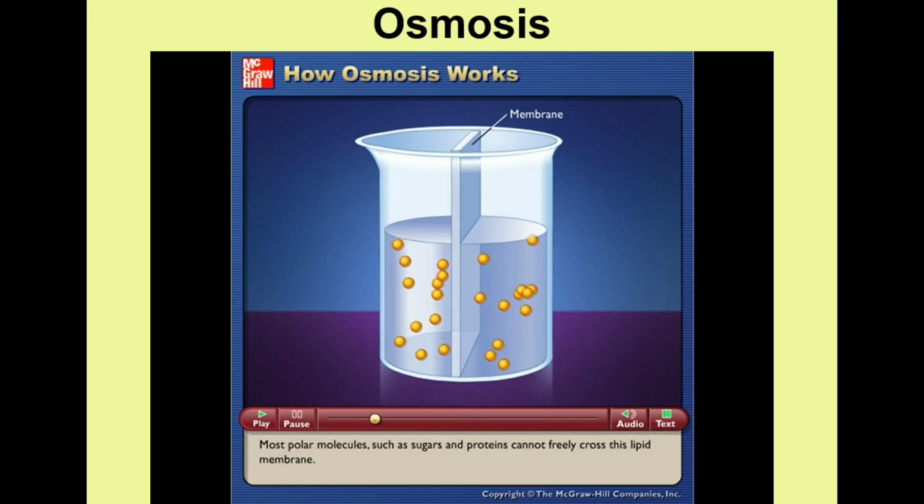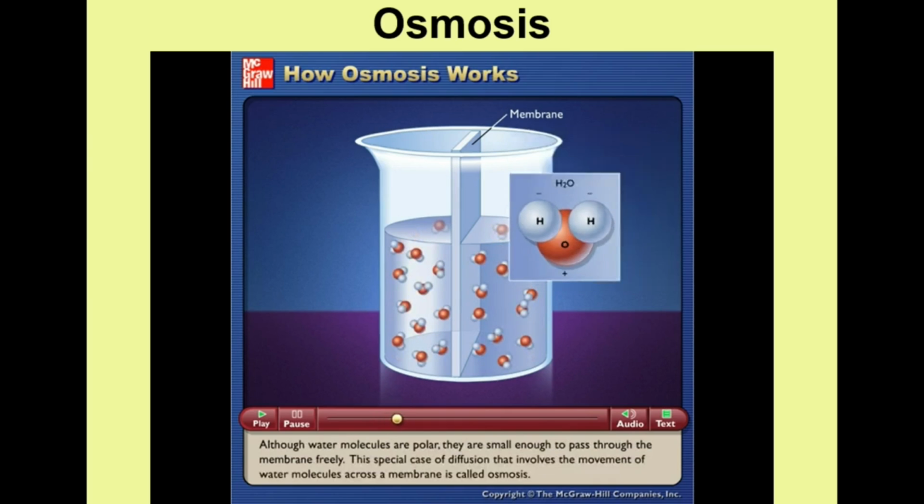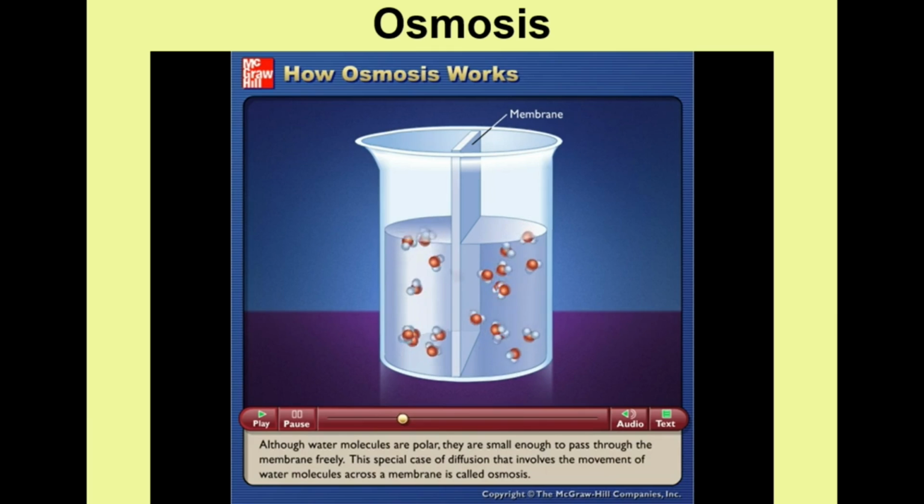Most polar molecules, such as sugars and proteins, cannot freely cross this lipid membrane. Although water molecules are polar, they are small enough to pass through the membrane freely. This special case of diffusion that involves the movement of water molecules across a membrane is called osmosis.